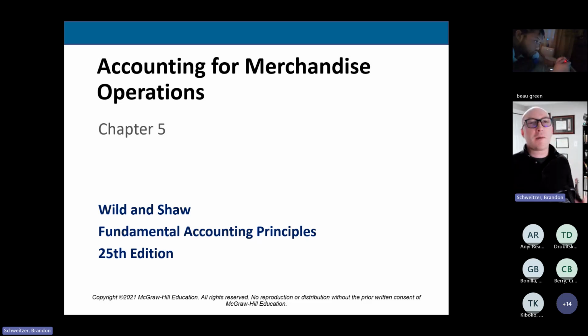Now, when we talk about merchandising, I want you to think about my favorite retail company, Macy's, right? Remember Macy's? I told you the story about the red T-shirt and how much it actually cost. Remember that? I want you to keep that same mind frame. So let's talk about Macy's from that perspective when we talk about merchandising and accounting for merchandising operations.